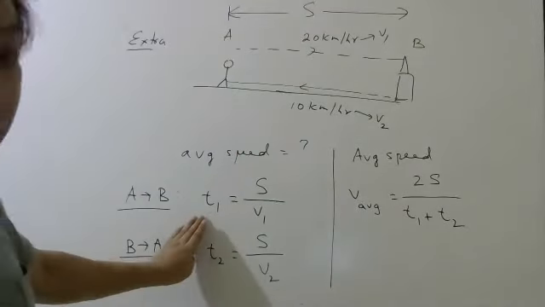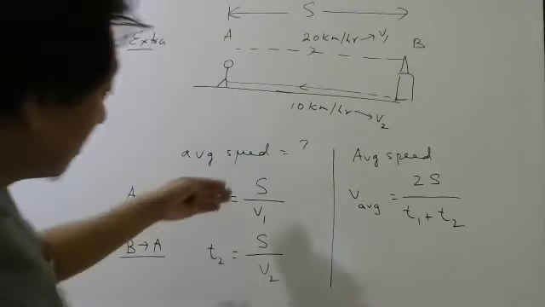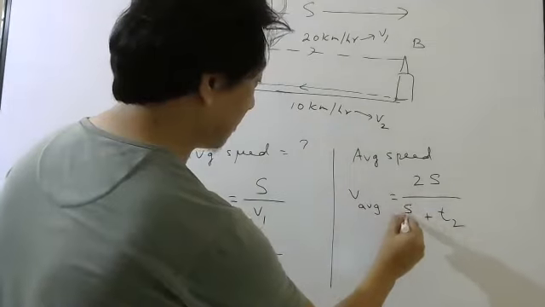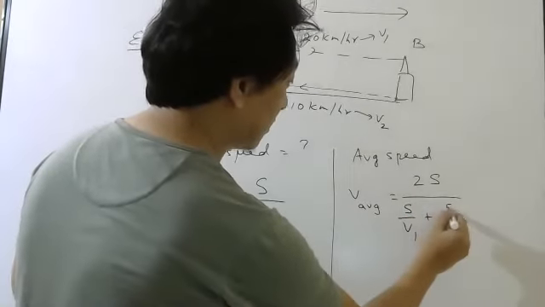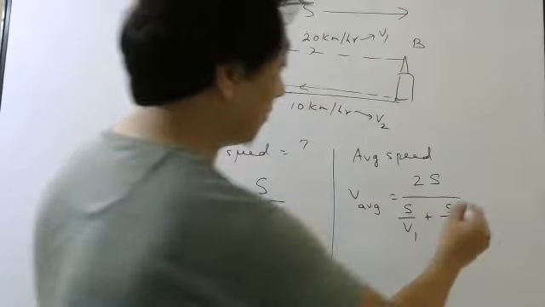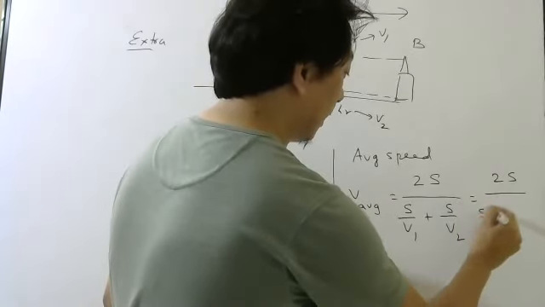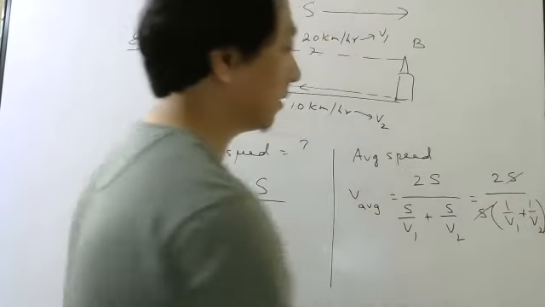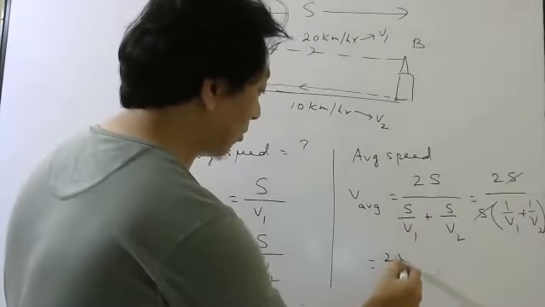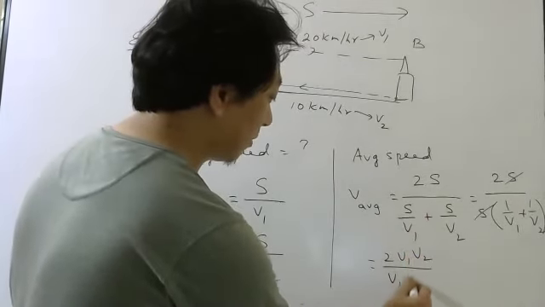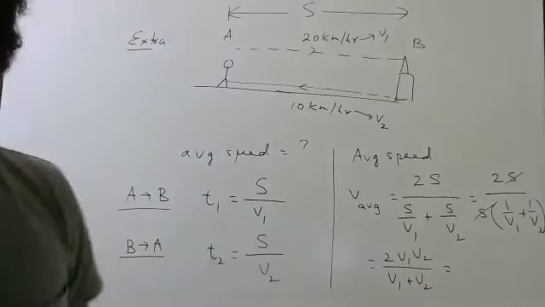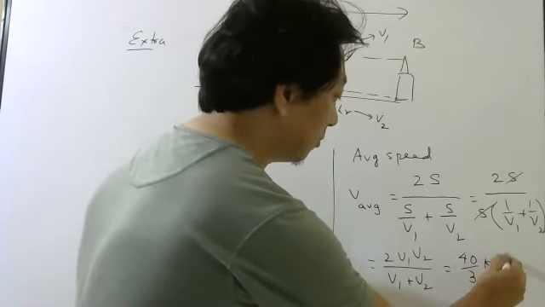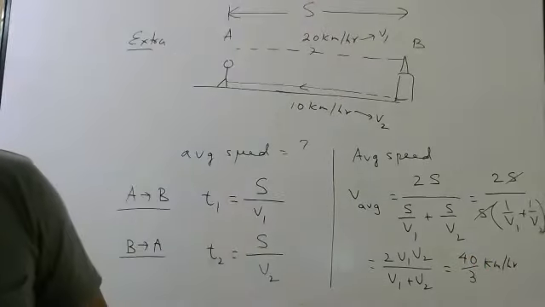While going, he took T1 time. While coming back, he took T2 time. Substitute these 2 times here. Let me put directly S by V1, and here S by V2. Take S common first and then cancel. Then if you rearrange, you will get the same formula: 2V1 V2 by V1 plus V2. So put the numbers yourself. You should get 40 by 3 kilometer per hour.